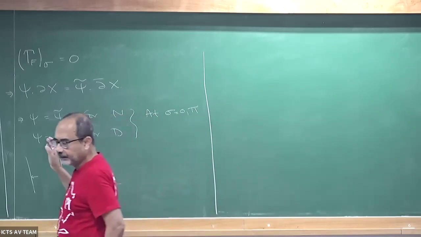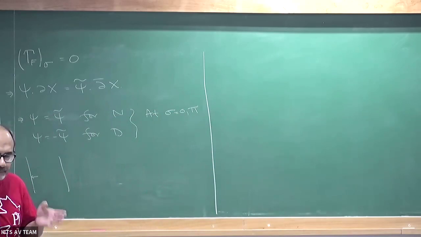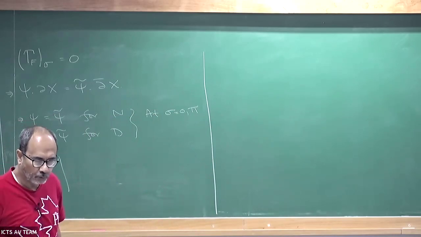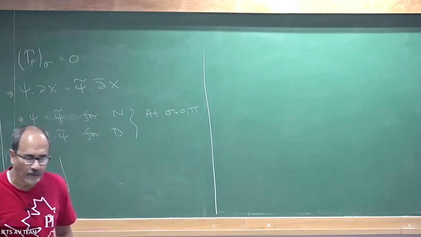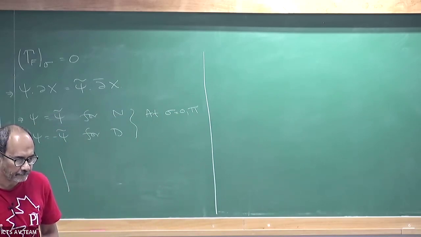But this condition can be maintained only in the Ramond sector. Because in the Ramond sector, okay, I have not defined what the Ramond sector is, but let's try to get some insight from the closed string spectrum. For the closed string, the Ramond sector corresponds to periodic boundary condition along the sigma direction.